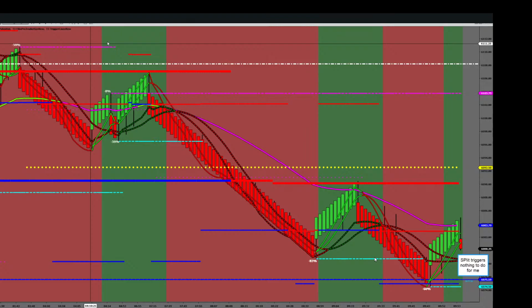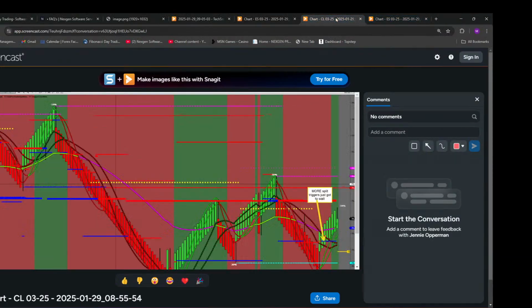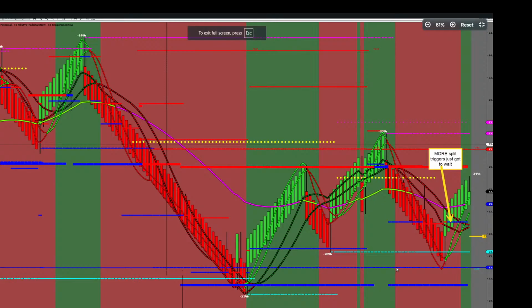This is a great picture, guys. This is one of those pictures that keeps you out of trouble. This is one of those pictures that reminds you that you have a very specific look that creates a very specific advantage. And if it's not there, it's okay to do nothing. And Jen, that's great. More split triggers, just have to wait.